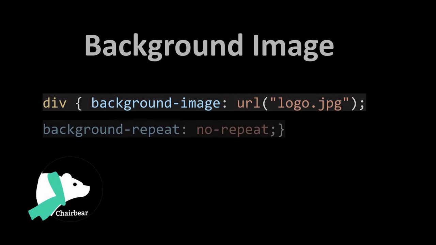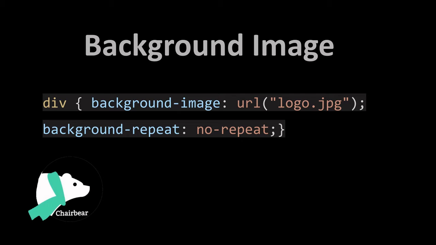Background image. You can even set a background image with the background image property. The URL specifies the path to the image file. Both relative and absolute paths are supported. By default, the image is placed at the top left corner of an element, and is repeated vertically and horizontally to cover the entire element.